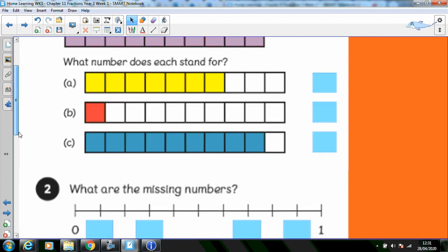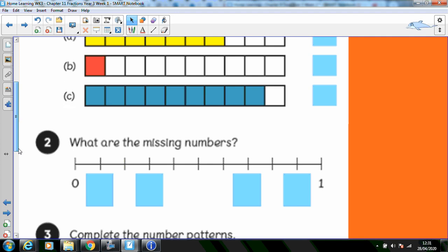Okay, let's have a look at number 2. What are the missing numbers? We just counted up in tenths from 0 to 1, didn't we? Pause the video while you draw your own number line now. Think about how many increments or marks you'll need to make your number line. You can count the ones on the screen if that helps.